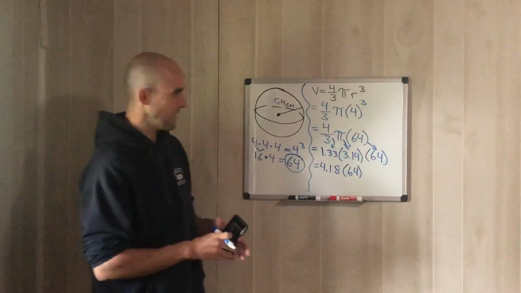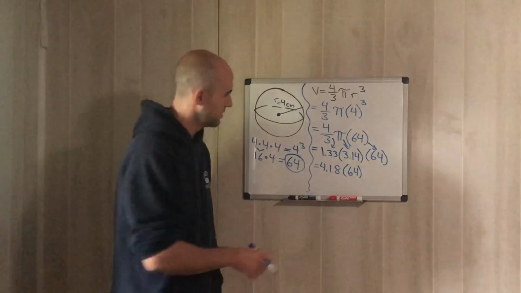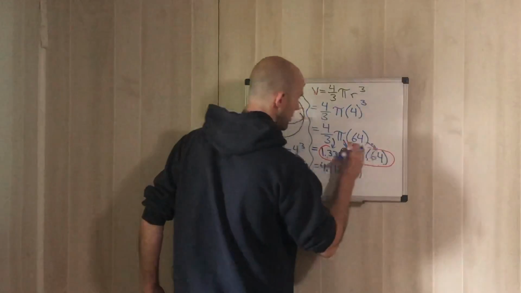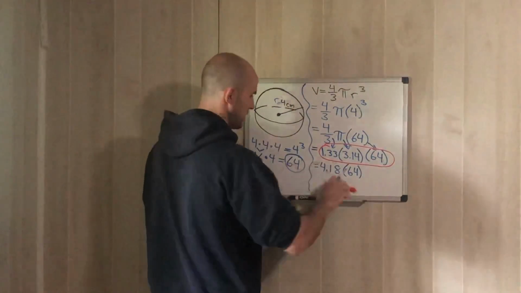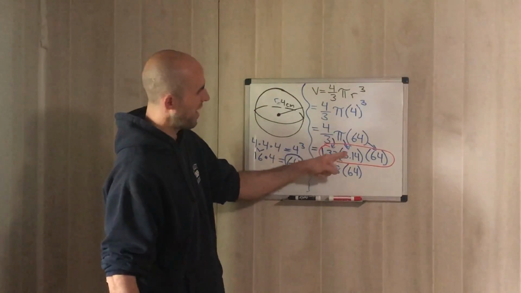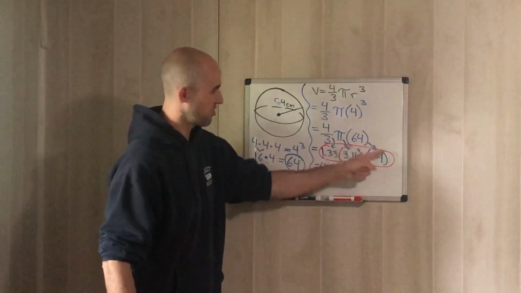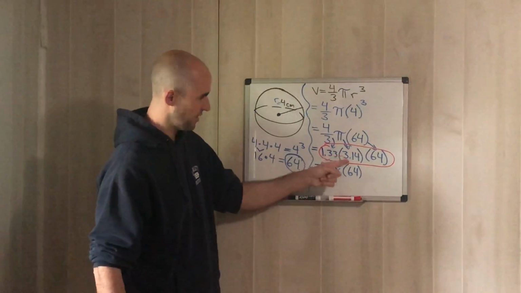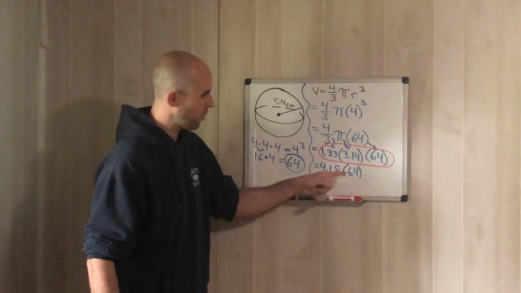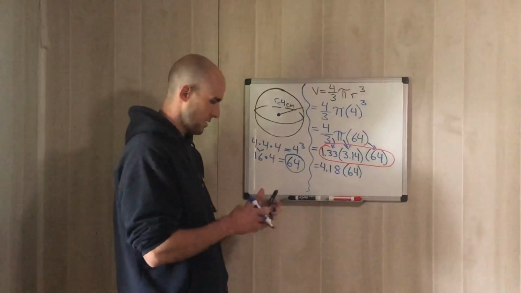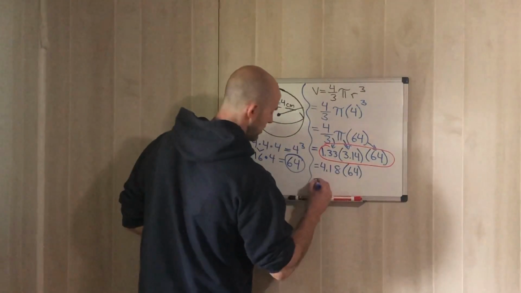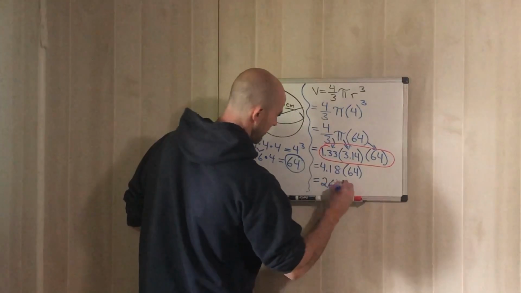So again, just to show you guys, when I have this step here, let me show you. Once I have this step here, all I did was, did 4 divided by 3, gives us 1.33. I used 3.14 for pi, brought down the 64. Now it's just 3 numbers that I have to multiply, so I did 1.33 times 3.14 to give us 4.18 estimated. And now I'm going to do 4.18 times 64, and it's going to give me 267.52.